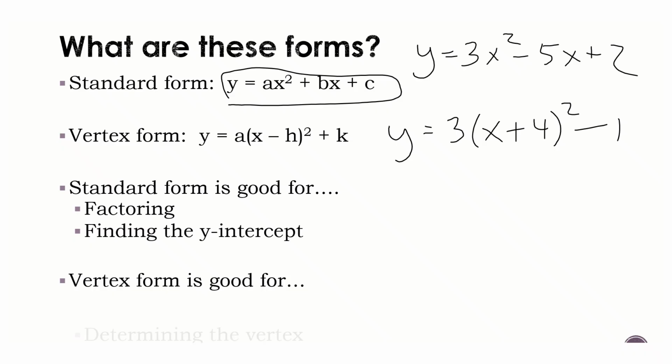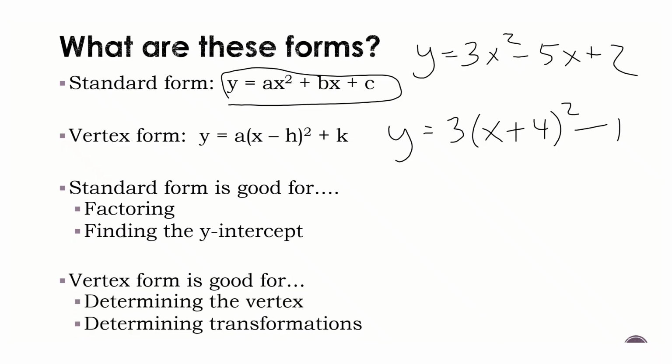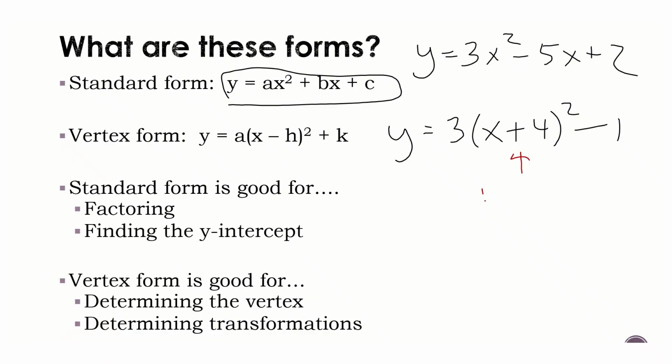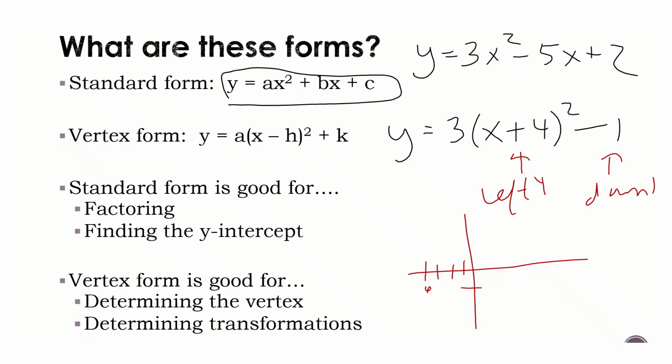Vertex form is good for determining the vertex. So if you know, for instance, that this quadratic goes left 4 and down 1, then you can locate where the vertex is. It'll be left 4 and down 1. You can sketch the parabola really fast. Also for determining the transformations, which goes along with finding the vertex.